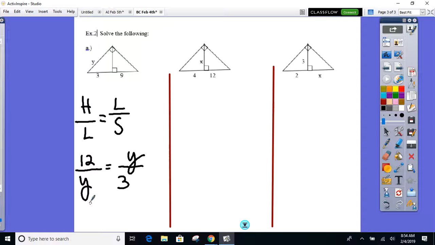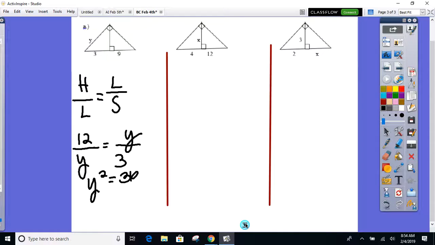The cross multiplication shouldn't be bad today. Y squared equals 36. Y equals, well, I do get plus or minus 6. But I got a diagram here. Negative 6 isn't going to cut it for a side length. So it's just going to be 6. I don't need to see the rejection. Okay, next one.